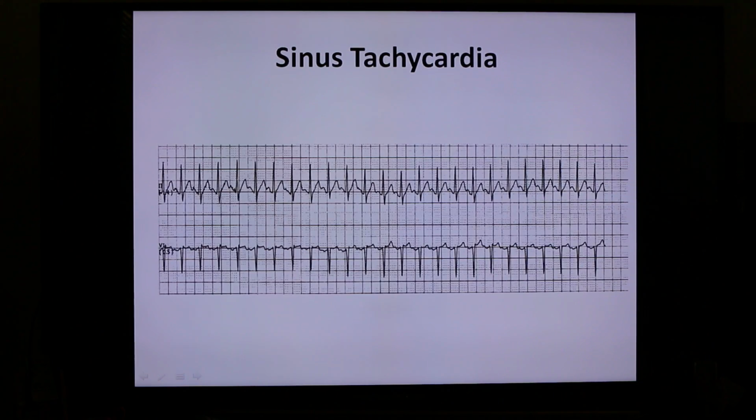This is sinus tachycardia. The P wave is upright in lead 2, followed by a narrow QRS. The P wave here is seen right after the T wave. The rate is about 150 beats per minute.